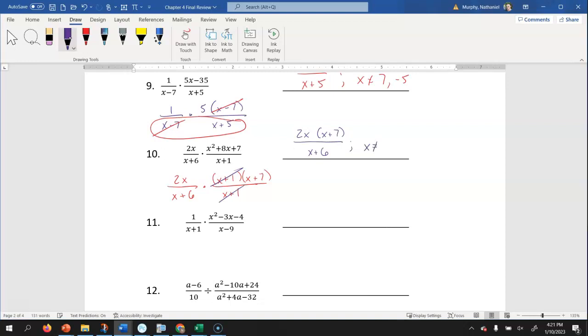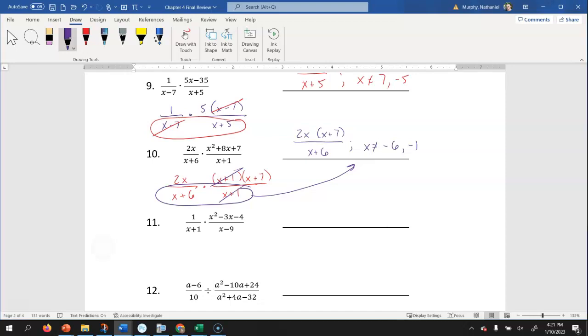If they did ask for what the restrictions are, what we can't use for x, again, we go back to what we had originally in the denominator. We would say that x can't equal -6 or -1, because if we had either of those, we'd get a 0 in the denominator, and we can't divide by 0. So those would be the restrictions for number 10.